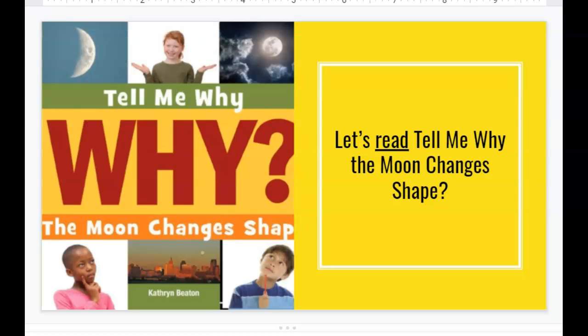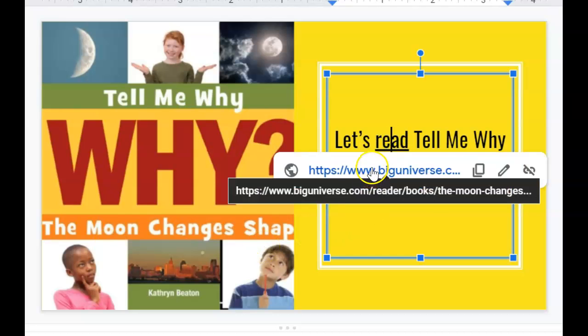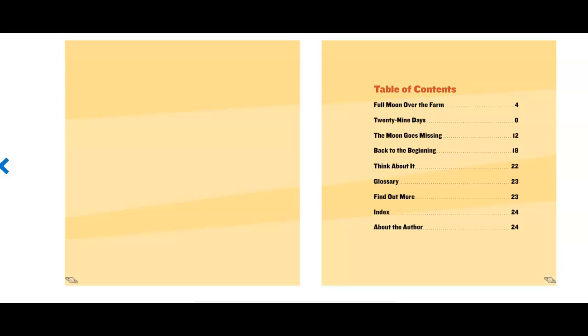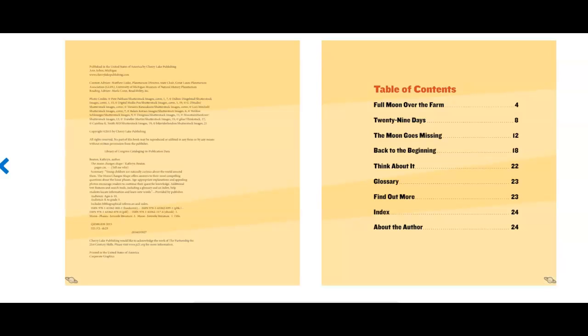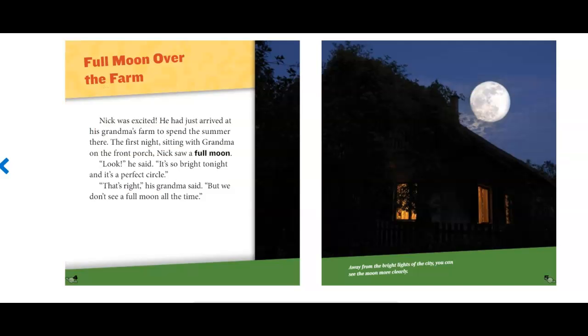Now that we've had a close-up picture of the moon and what it's like for an astronaut to be on the moon, let's talk about how the moon is from Earth. Let's read, "Tell me why the moon changes shape." We have our table of contents. We have a glossary and an index, so it's probably going to be a nonfiction book, or at least have some facts in it.